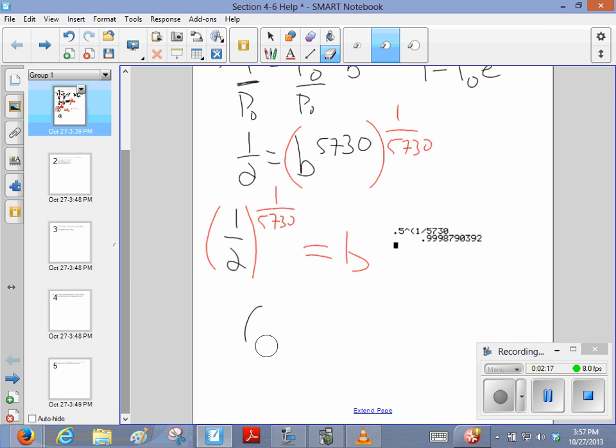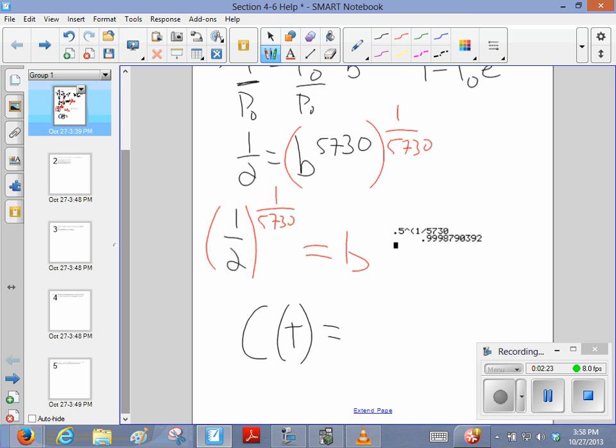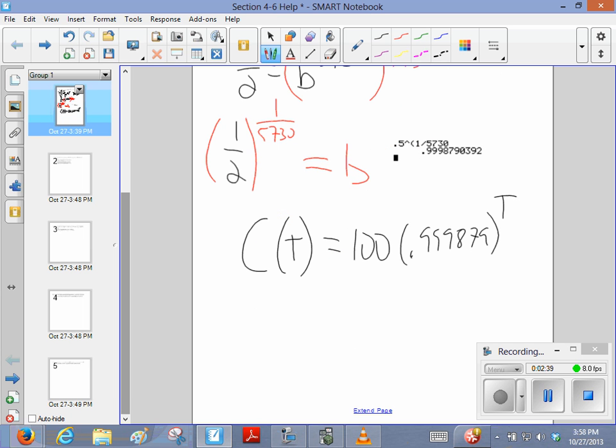So this allows me to write this equation. If I want to know the amount of something, or actually, how about we use C for carbon-14. So the amount of carbon-14 based on time is equal to 100, the percentage of carbon-14, times 0.999879. We'll go that many decimal places, to the t power.